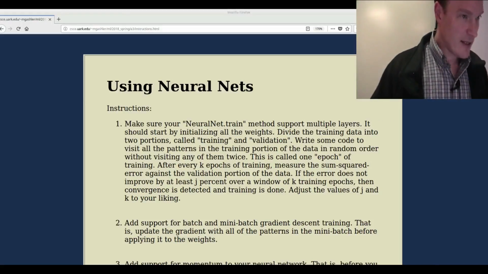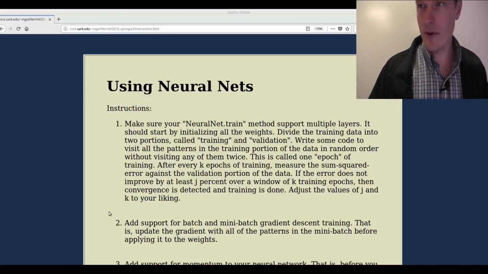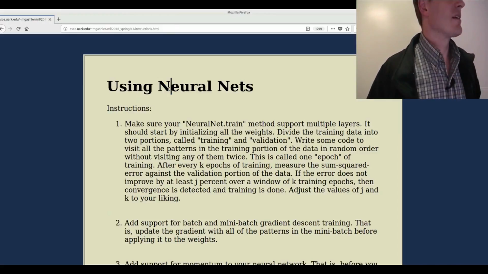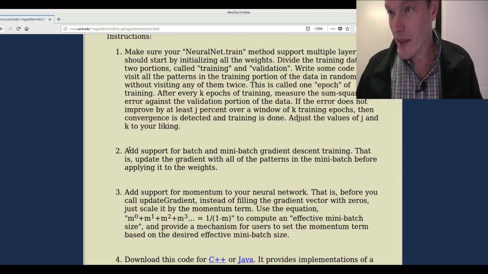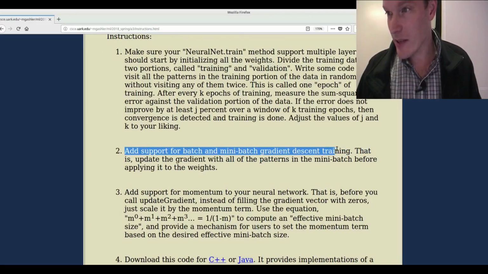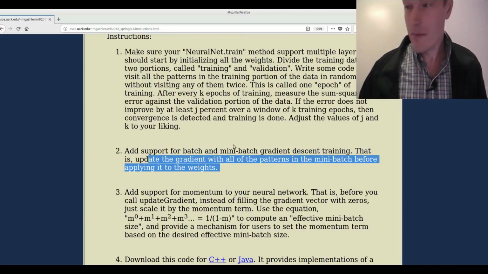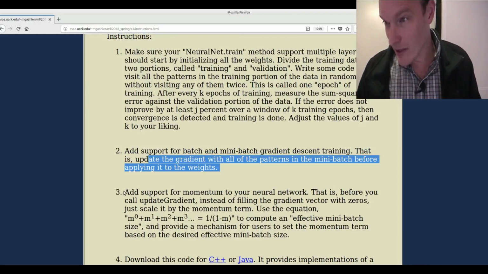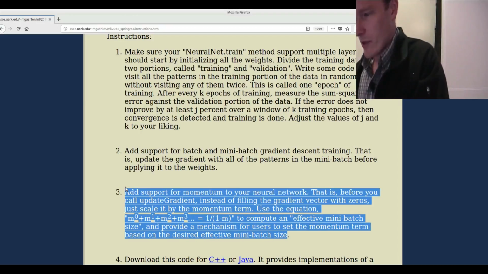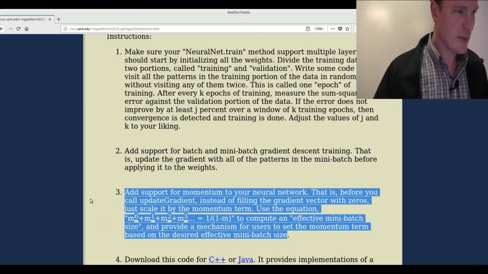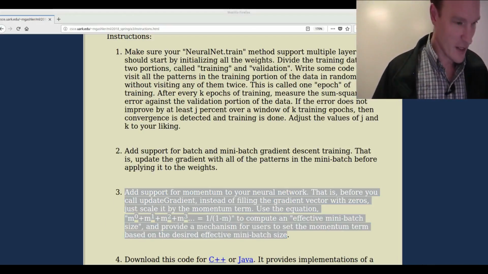When we last left off, if I remember correctly, we were going through the instructions of the next assignment, and I think we got down to you have to support batch and mini-batch gradient descent, and I wanted you to add support for momentum, and we were talking about what the heck momentum is, and that's basically when we ended. So, continuing on.